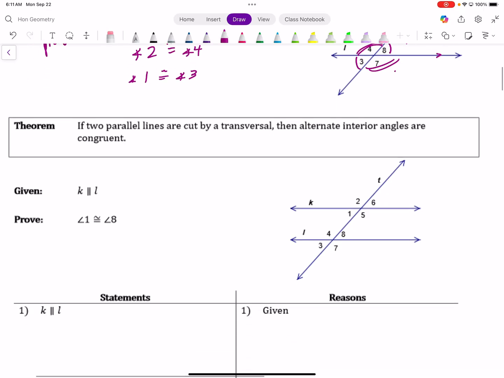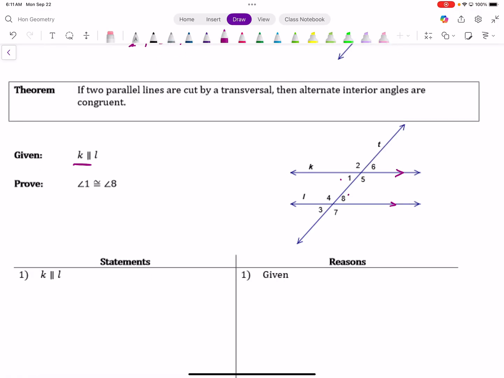So here's our first theorem, and this is another one you're going to write word for word when it shows up in a proof. If 2 parallel lines are cut by a transversal, so here's our given, that the lines are parallel, so we'll add that to our picture, then alternate interior angles are congruent. So we're going to pick one pair of alternate interiors. Our job is to prove that angle 1 is congruent to angle 8.